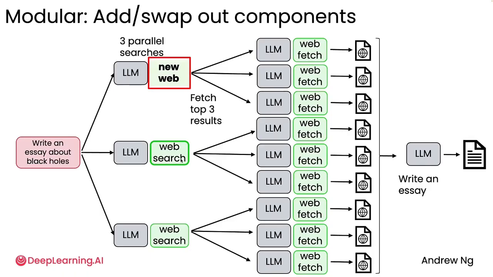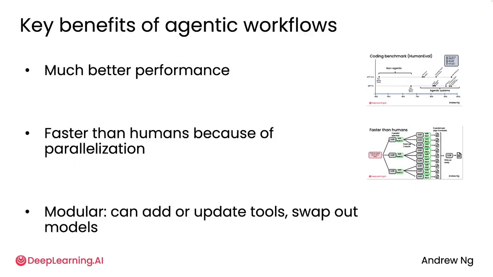Or maybe instead of just doing 3 web searches, on this step you can swap in a news search engine so it can find out what's the latest news on recent breakthroughs in black hole science. And lastly, instead of using the same LM for all of the different steps, I will often try out different large language models, and maybe different LM providers, to see which one gives the best result for different steps of this system.